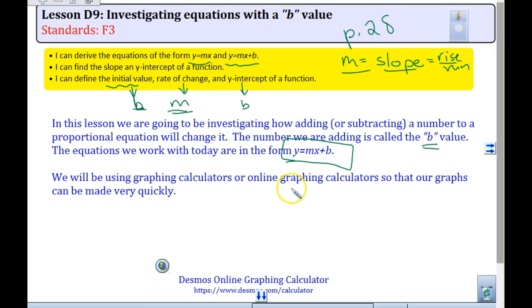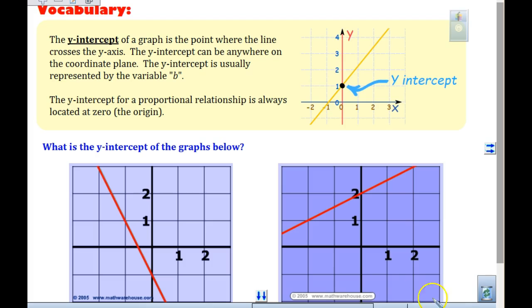So it says we'll be using the graphing calculator, again, the online one, to make this work very quickly. But before I have you go to your calculator, we want to look at the definition.